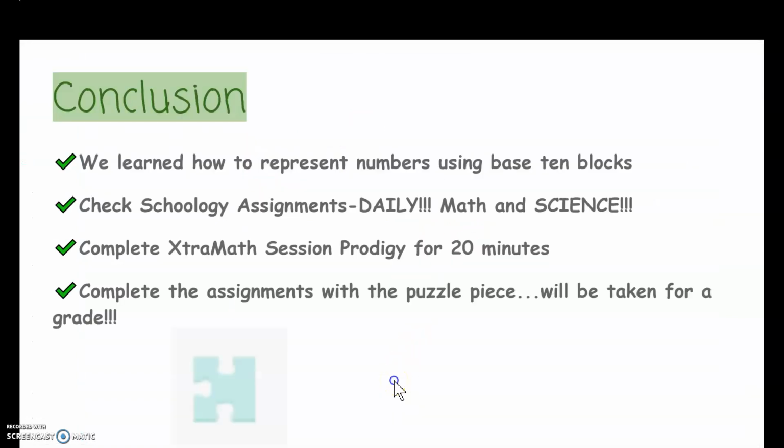Okay? So in conclusion, we learned how to represent numbers using base 10 blocks. I know the ones, I know the tens, I know the hundreds, and I'm learning the thousands.